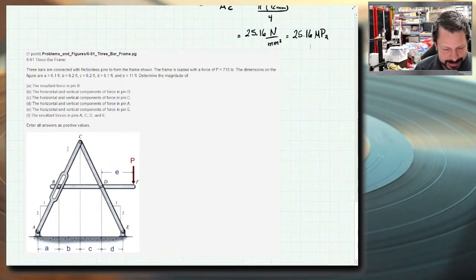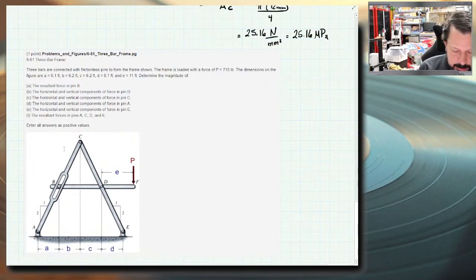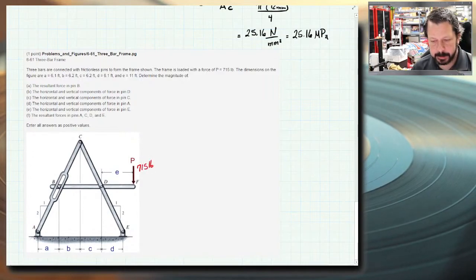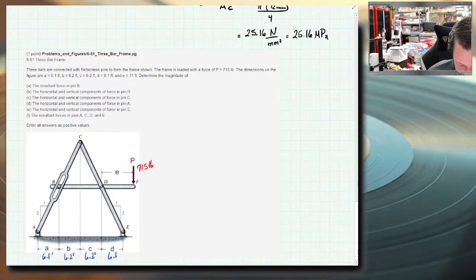So 3 bars are connected with frictionless pins, so that's good. All of the pins in this course are frictionless. Frame is loaded with the force of 715 pounds. So this is 715 pounds. The dimensions on the figure are A is 6.1 feet, B is 6.2, C is 6.2, and D is 6.1. So it's setting up some symmetry there. That's good. E is 11 feet. Determine the magnitude of, and then a whole bunch of things, 6 different things.